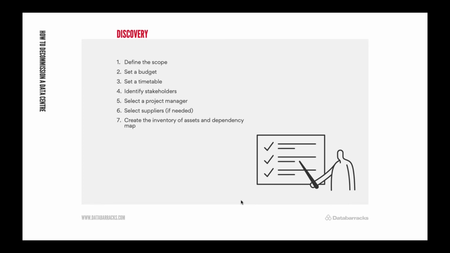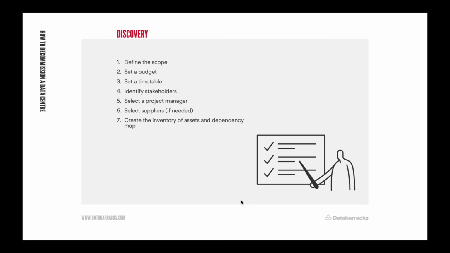So right at the top, we've got defining the scope for your project. Now, you'll need to create a more detailed scope of work later for the specifics of the project, but you want to start by setting out your high level aim. Why are you doing this?